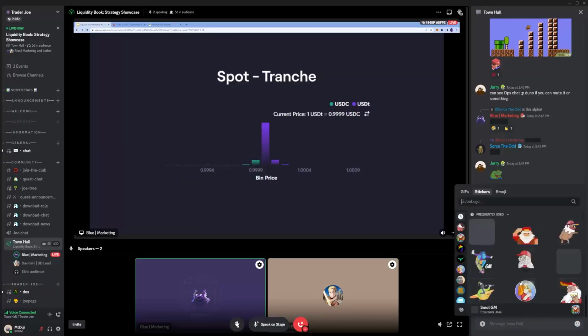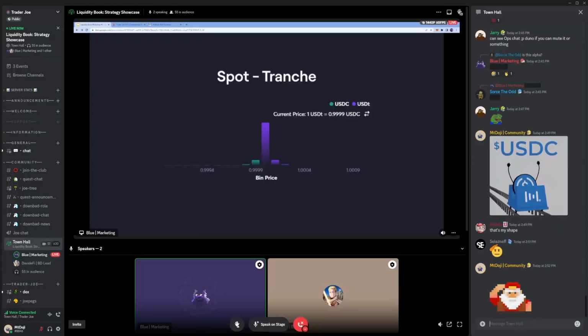David, any comments on a tranched approach with spot? Yeah, this stablecoin is your example of where a shape like this will usually be applied, where you hope it will stay at $1 and just move slightly, but remain there for the foreseeable future.